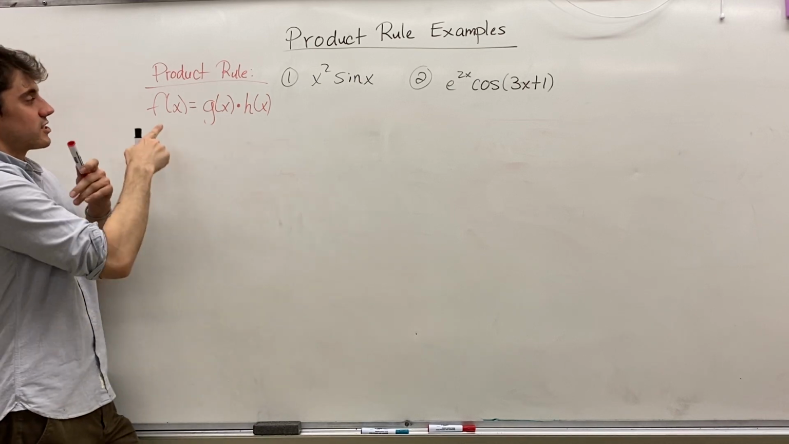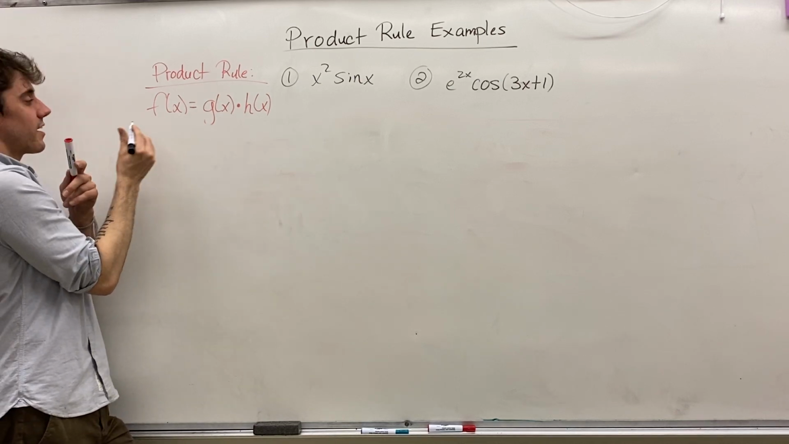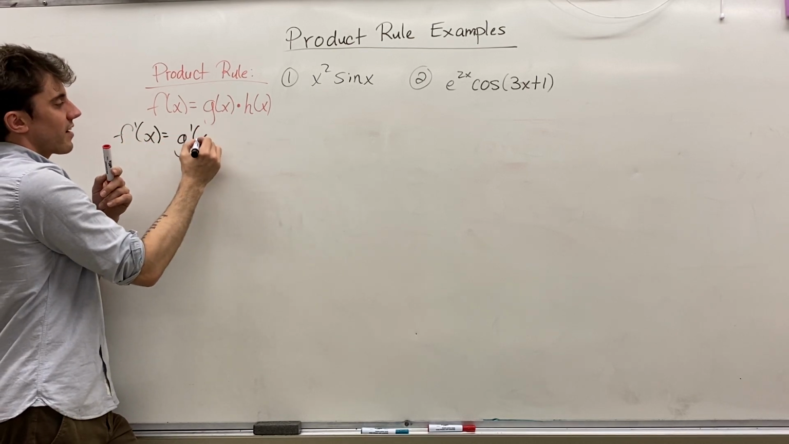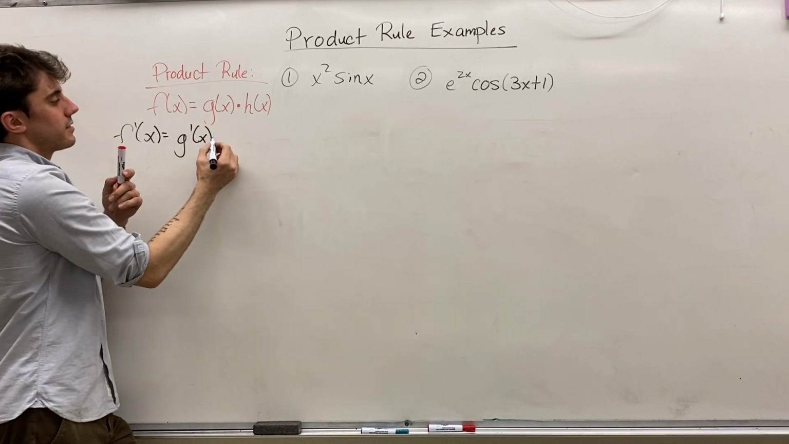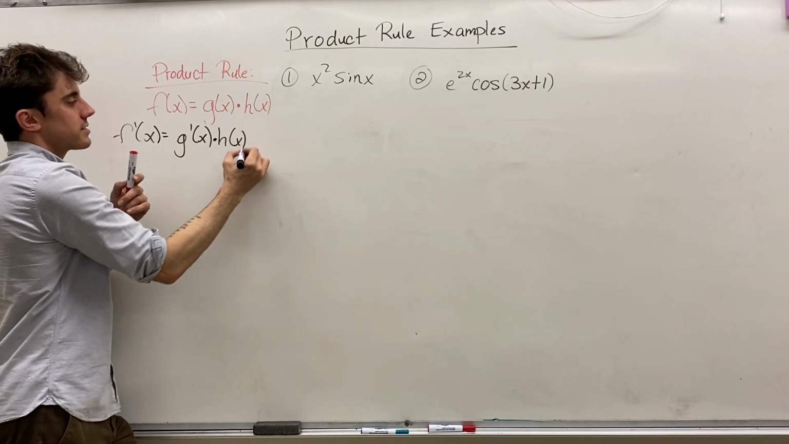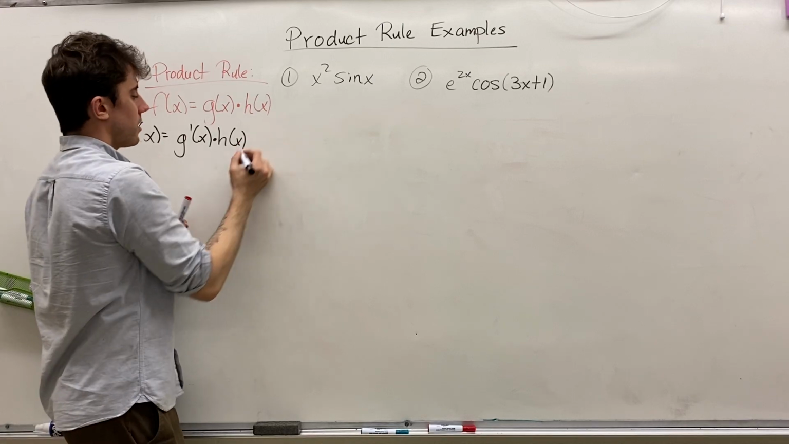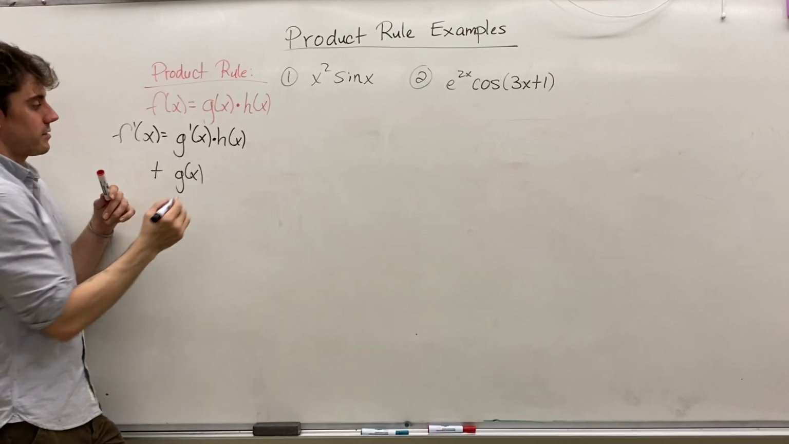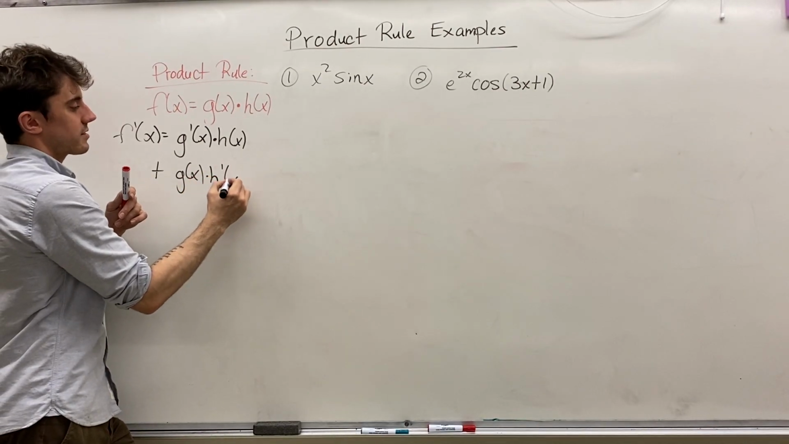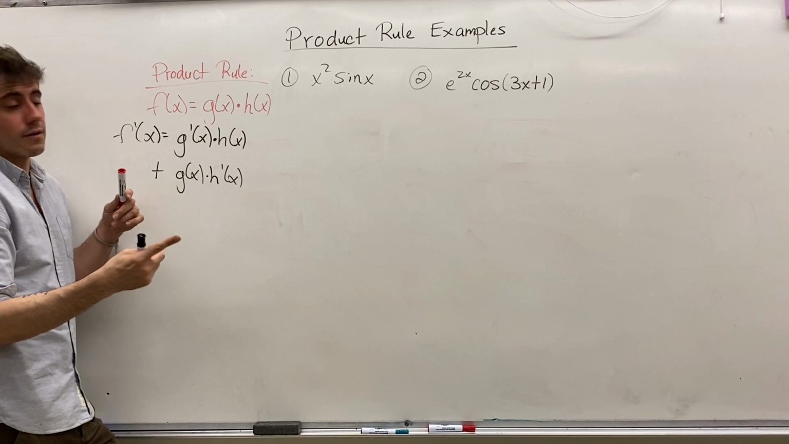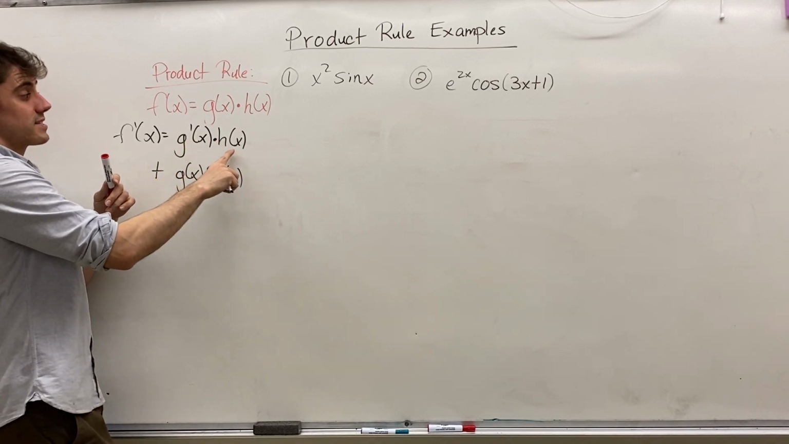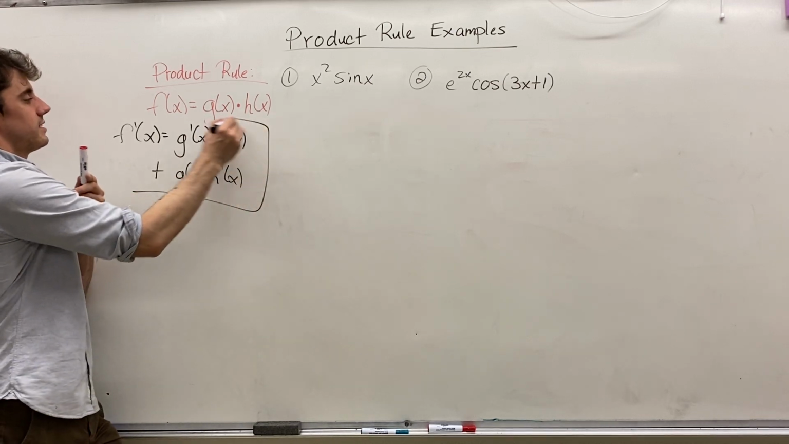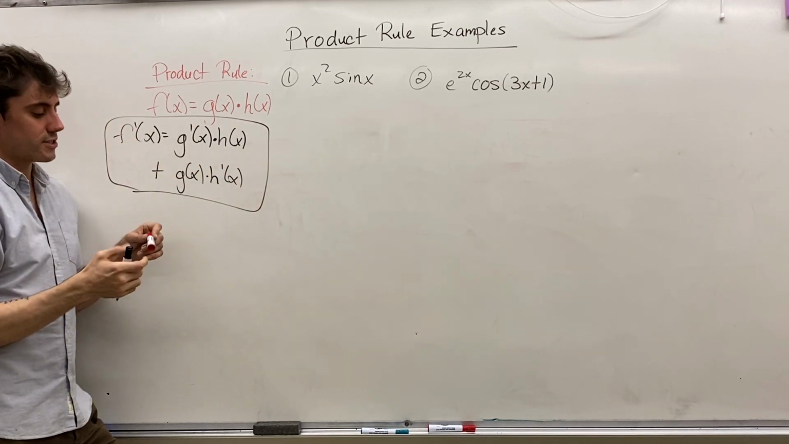The product rule states that the derivative of the entire function f of x, namely f prime of x, can be found by g prime of x, that is the derivative of the first part, times h of x, the original second part, plus g of x, that is the original first part, times h prime of x, the derivative of the second part. Okay, so the derivative of the first part times the second part, plus the first part times the derivative of the second part. Okay, that is our product rule. So let's apply it to these two examples.